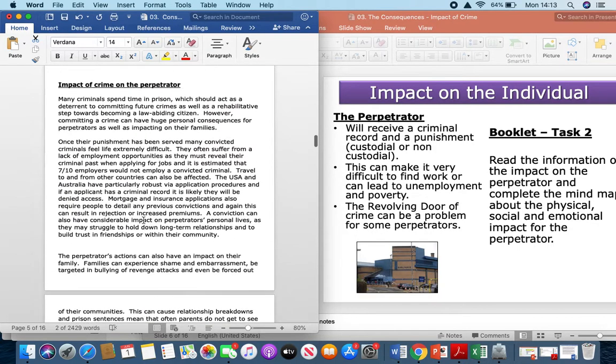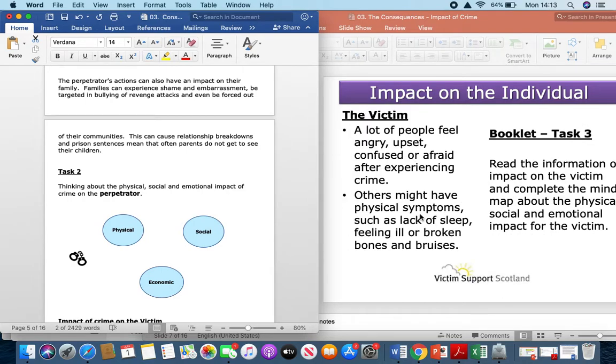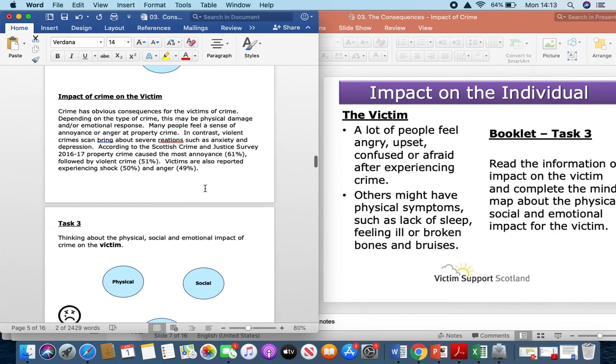I want you to read through these, and then do a mind map where you have different things coming off of each of these. It's not just short-term things, but you're going to long-term impacts as well. So it can make it really hard if you're a felon to do things as you go through. Then you're going to do the same thing with victim.